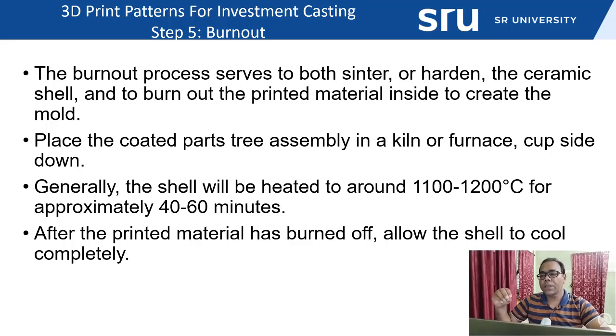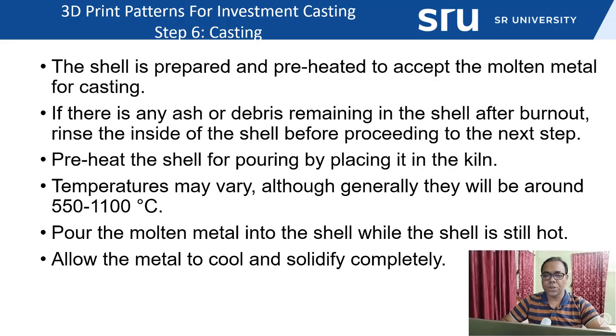The ceramic shell will remain, while the printed material is burned out, leaving the cavity inside the mold. You have to place the coated part tree assembly in a kiln or furnace so that proper drying takes place, and keep it at 1100 to 1200 degrees centigrade for approximately 1 hour. After the printed material has burned out, allow the shell to cool completely for a certain time duration. After that, you have to perform the casting.